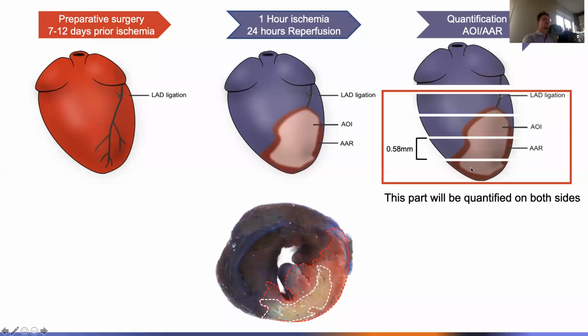We cut the heart in slices of 0.6 millimeters and we then stain it with a TTC staining. TTC staining differentiates between viable tissue and non-viable tissue, and that's what you see here. So here you nicely see in red the viable tissue, and here you nicely see in pale white the dead tissue, and that is just a ratio that we use to look at the effect of rivaroxaban treatment.